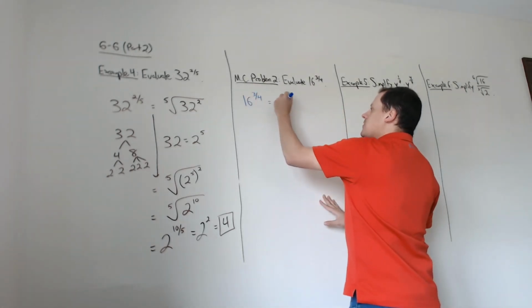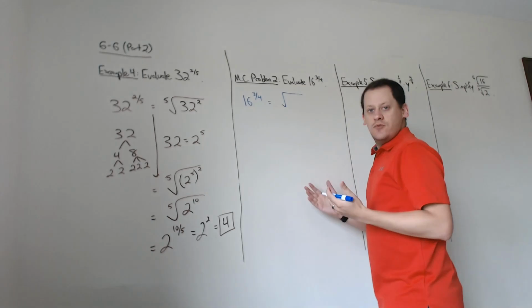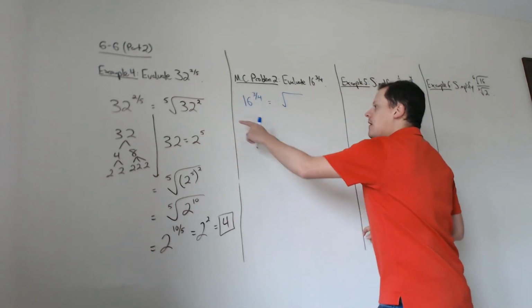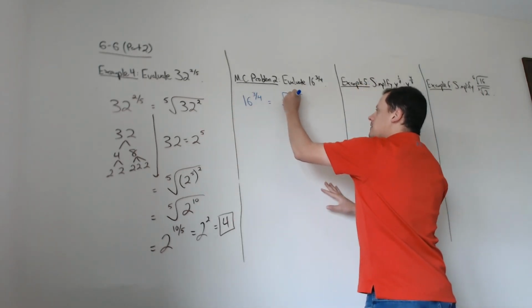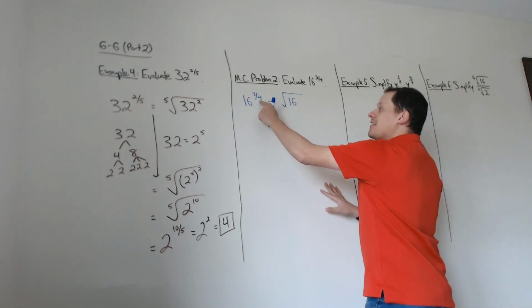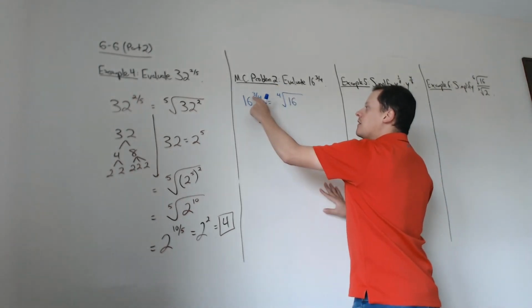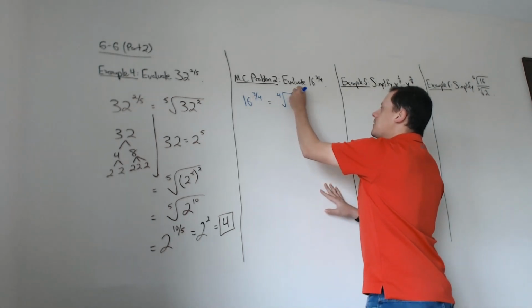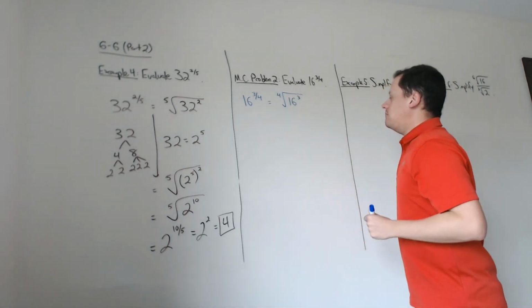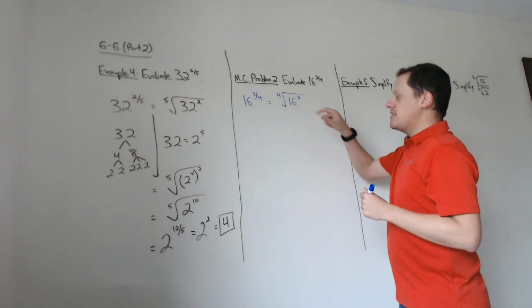Okay, so we want to write that in radical form again so we can make it easier to work with. This base is going to go in here. The 4 is what goes outside because it's on the bottom. The 3 is on the top. It goes in here. So we've got the 4th root of 16 to the 3rd power.